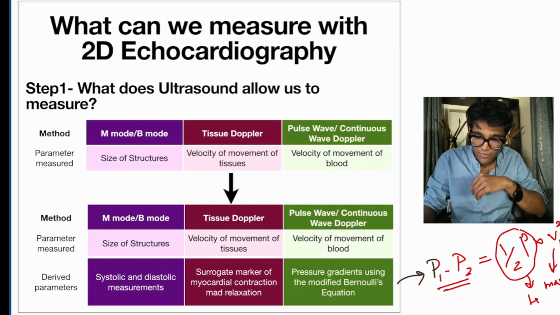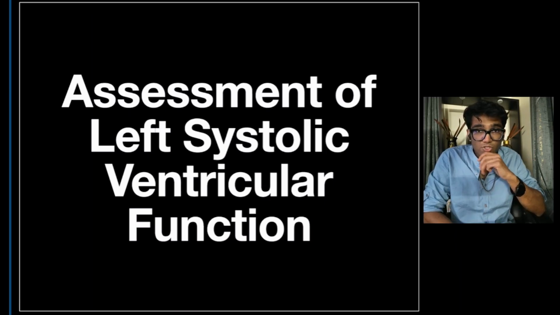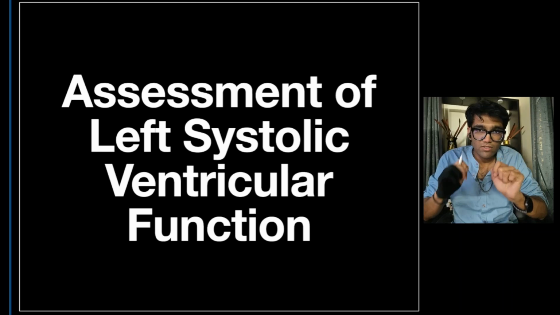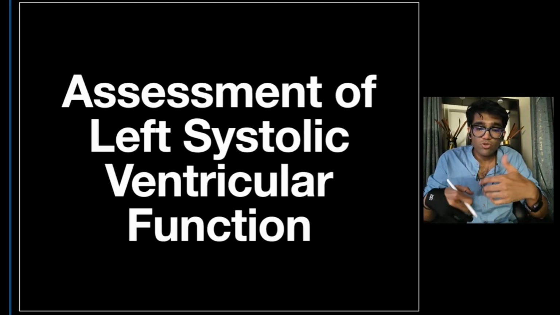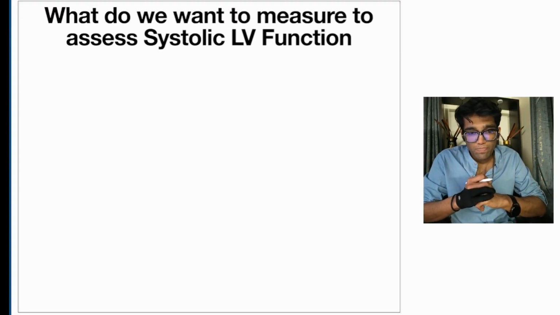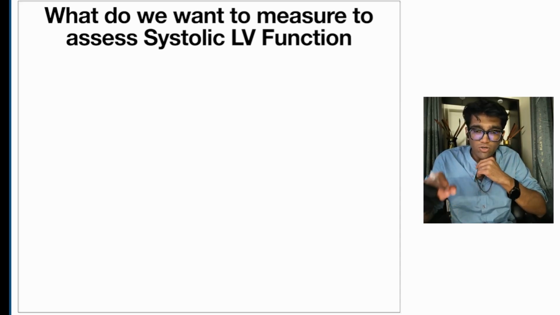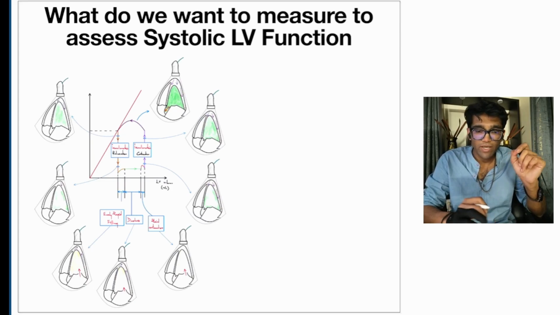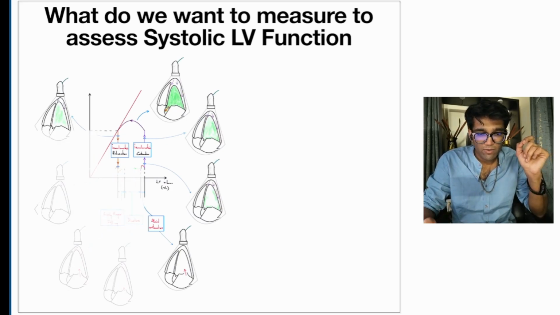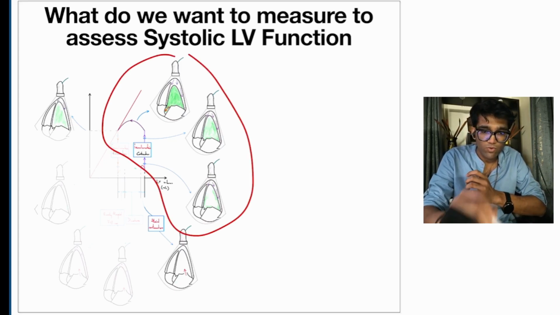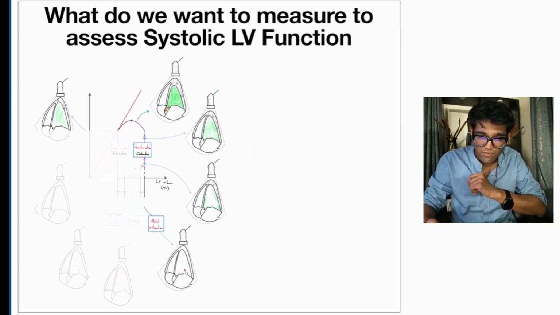Okay, now let's use this information or this understanding of what we are actually measuring with the Doppler probe or the ultrasound probe to derive measures that reflect left ventricular systolic function. So when we measure, we want to represent left ventricular systolic function. What do we actually want to measure? Okay, we actually want to measure this part of the cardiac cycle, this part.